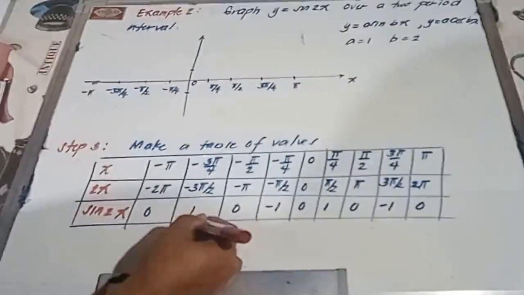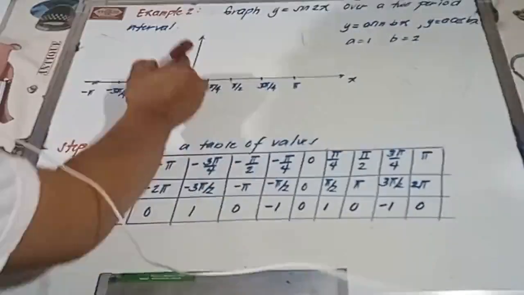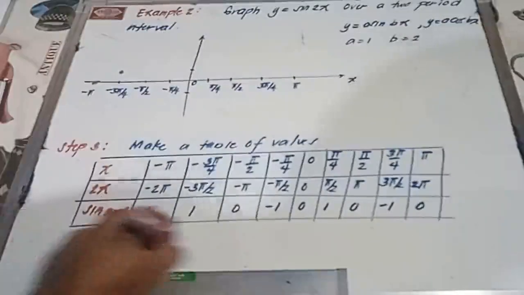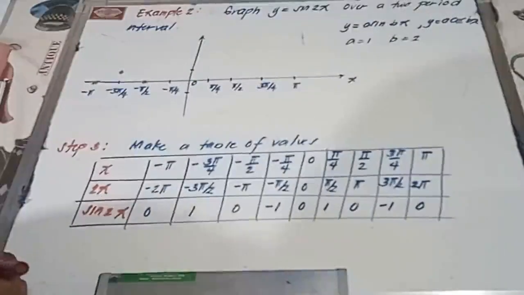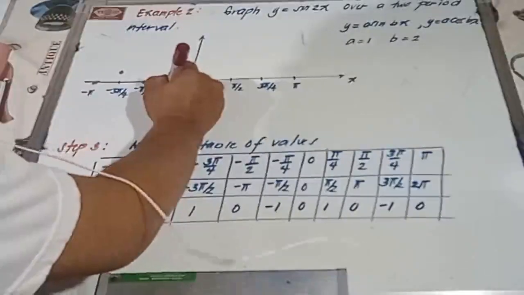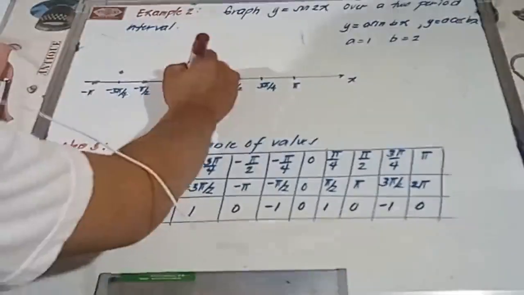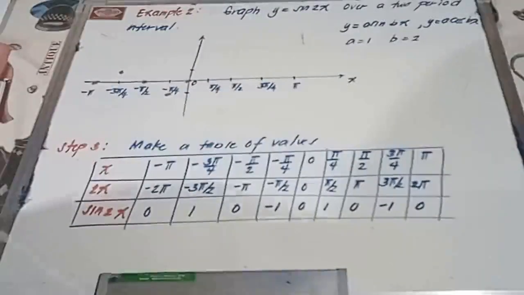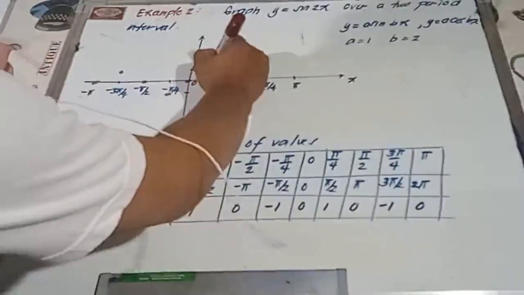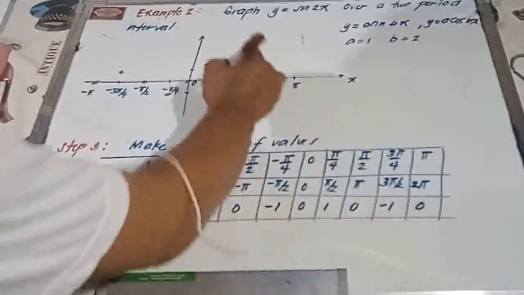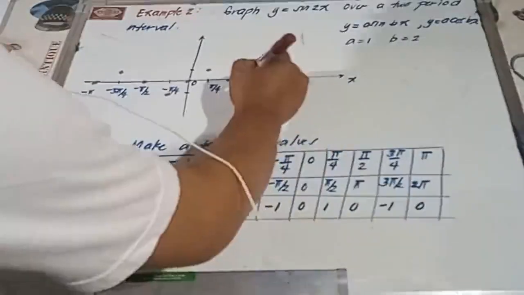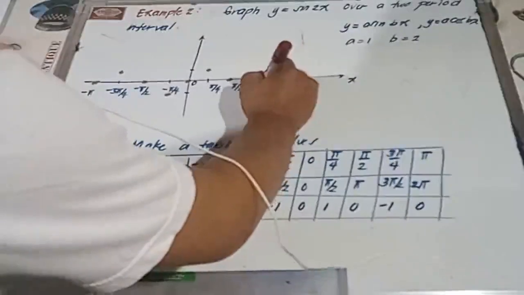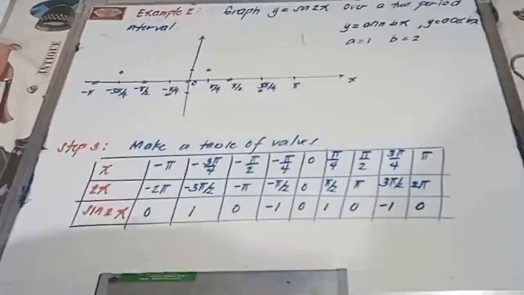We have negative 3 pi over 4, 1. Negative pi over 2, 0. Negative pi over 4, negative 1. Okay. We have 0, 0. Pi over 4, 1. Pi over 2, 0. 3 pi over 4, negative 1. Okay. And then we have pi, 0. So, ito yung ating graph.